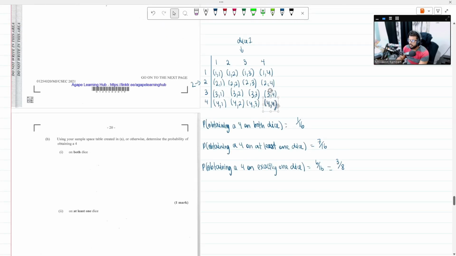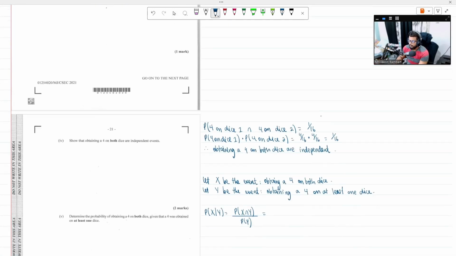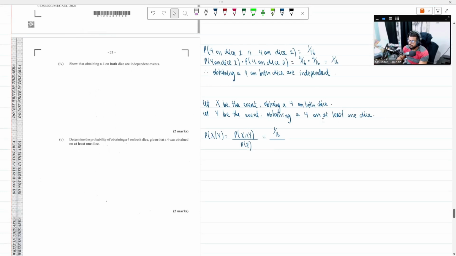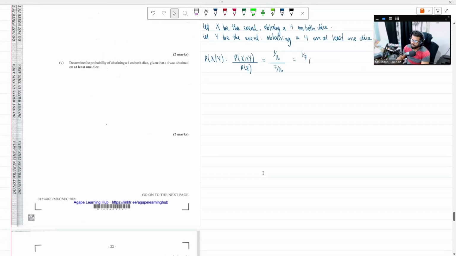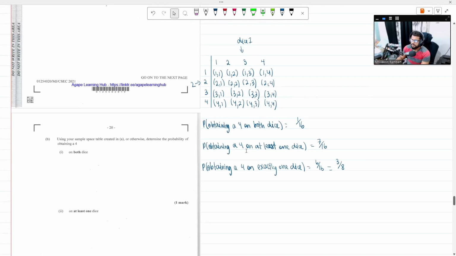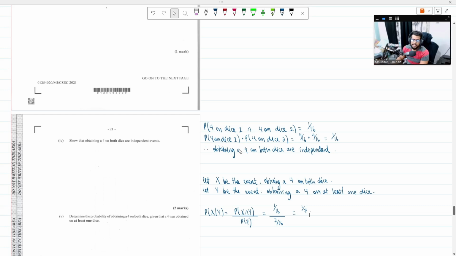So the intersection is just going to be the 4 and the 4, which is 1 out of 16, over obtaining a 4 on at least one dice, 7 over 16. That is 1 over 16 multiplied by 16 over 7, which gives us 1 out of 7. So in the beginning, if I had named the events, it might have made the question a little easier to understand, at least in terms of the write-up.